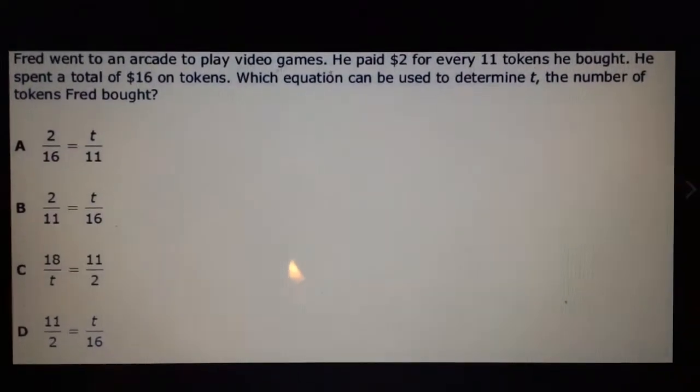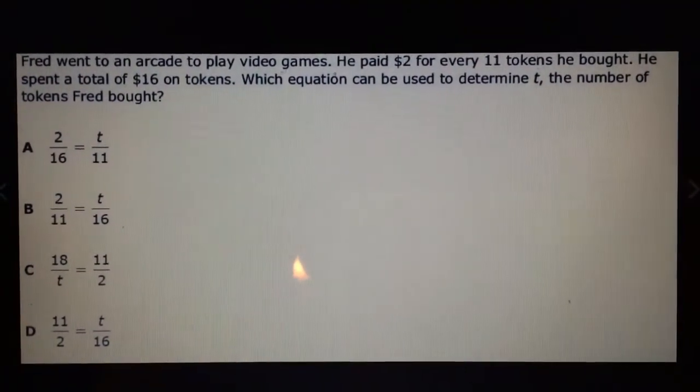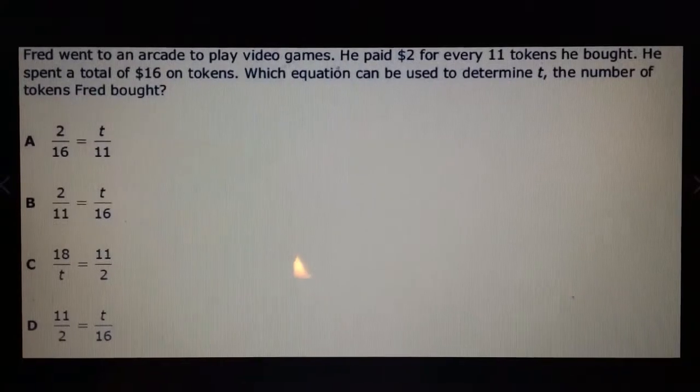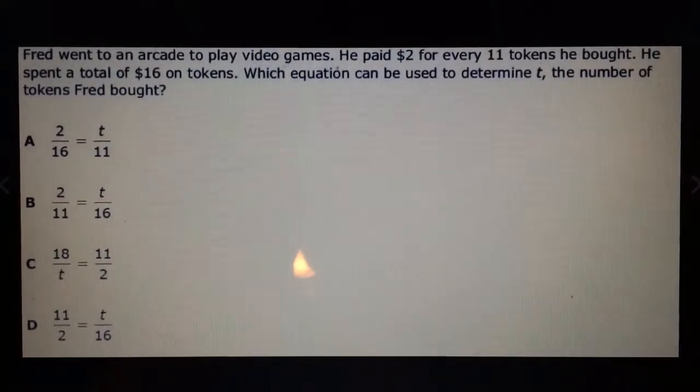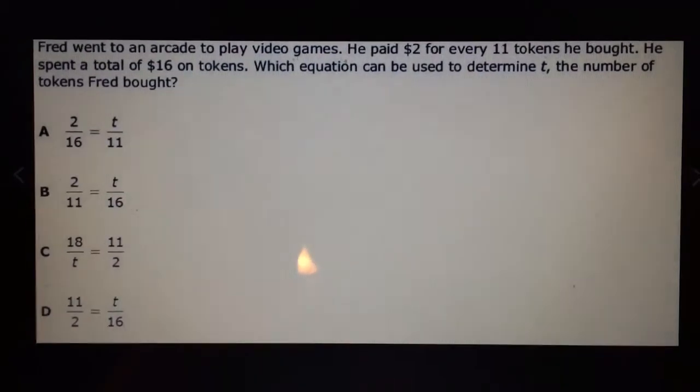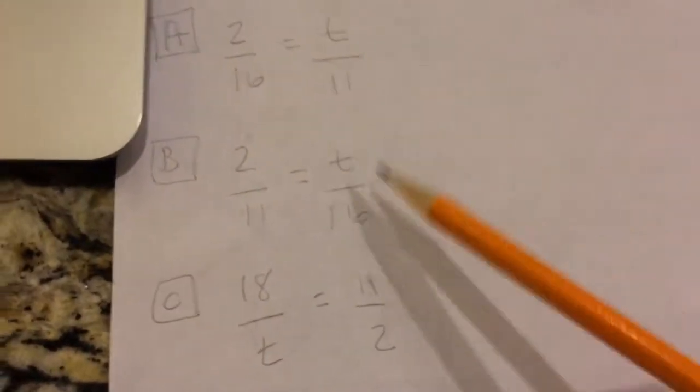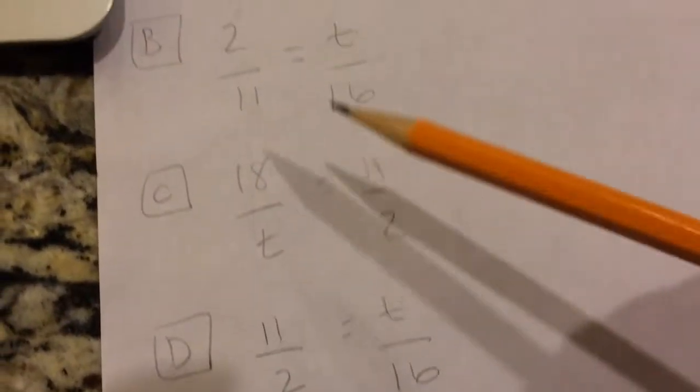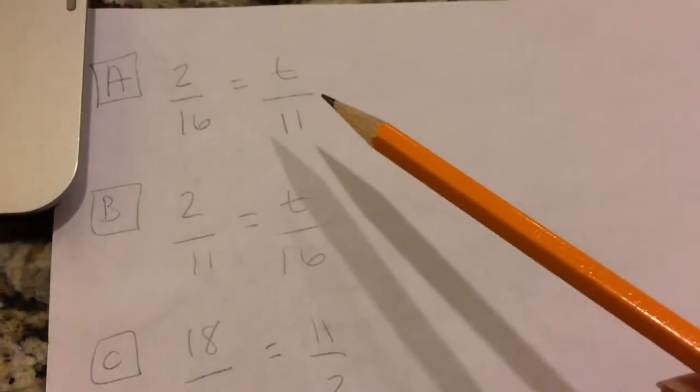If you haven't had a chance to work the problem, pause the video, work the problem, and then restart the video. All right, so let's look and see what I did. I actually wrote all my answer choices on my paper so that I can compare what I get to all the answer choices.